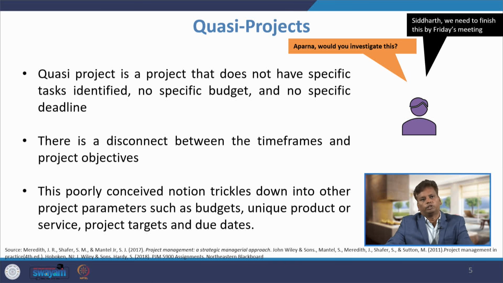Next we will discuss quasi-projects. A quasi-project is a project that does not have specific tasks identified, no specific budget and no specific deadlines. There is a disconnect between the time frames and the project objectives. This poorly conceived notion trickles down into other project parameters such as budgets, unique product or services, project targets and due dates. So, there is no clarity on the project cost, project time and project deliverables.